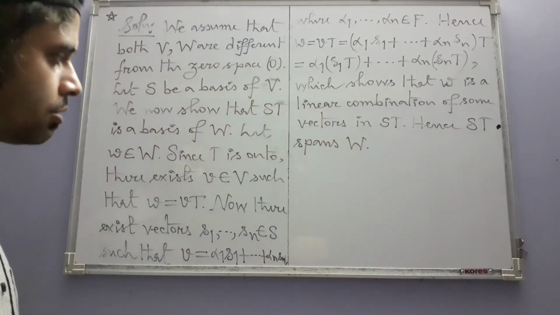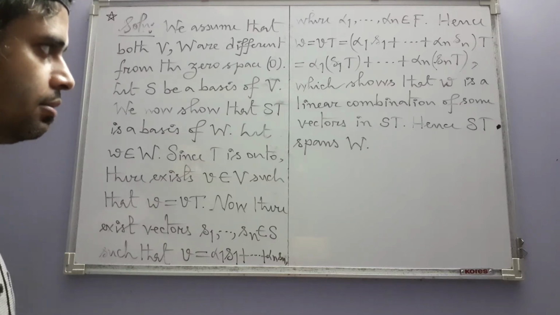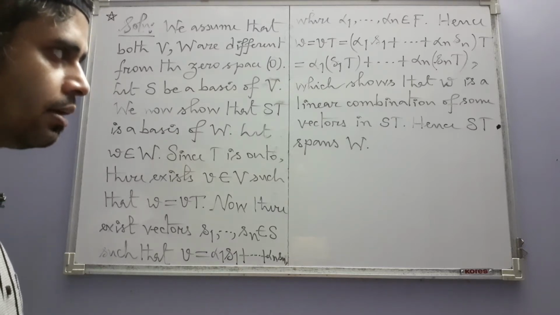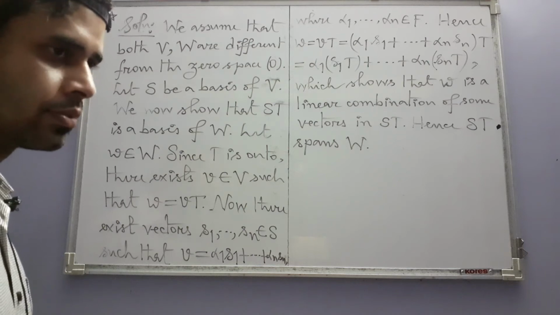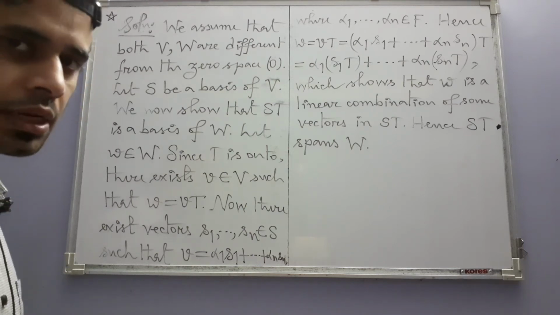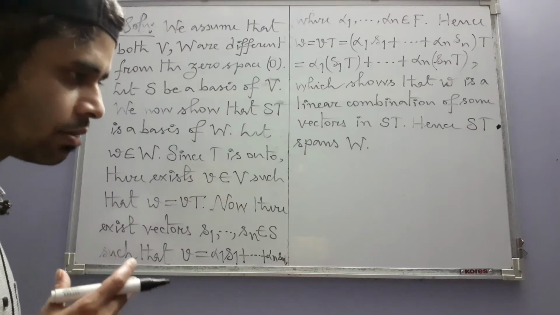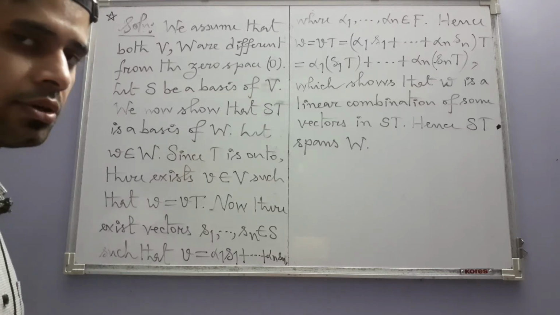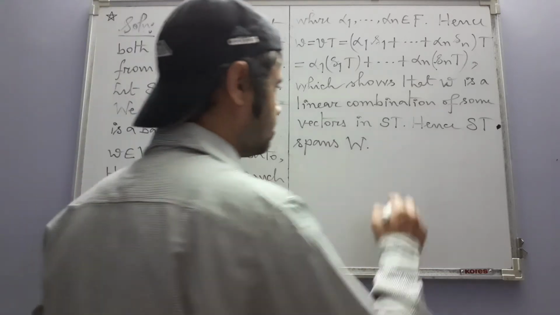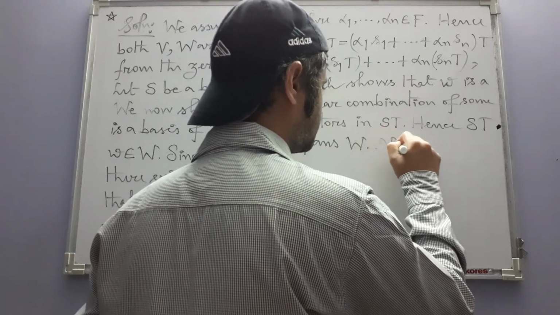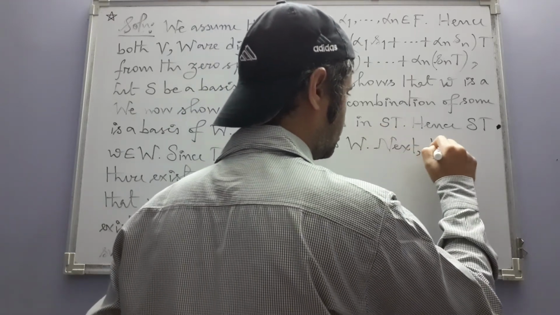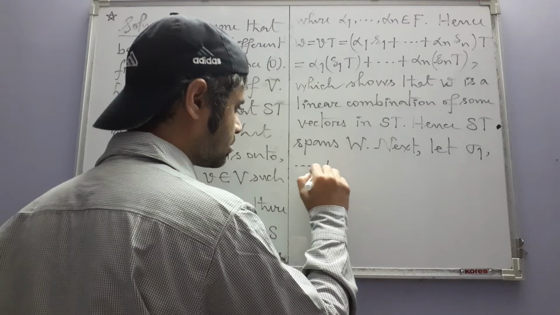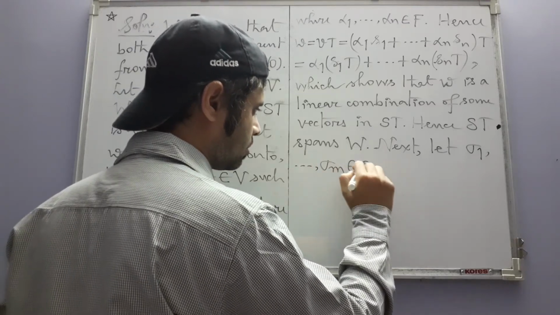Next, we want to show that ST is linearly independent. So that means if we choose any finitely many vectors from ST and an equal number of scalars from the underlying field and form the corresponding linear combination, that linear combination will be 0 if and only if all the scalars are 0. Next, let sigma 1, sigma 2, etc., say sigma m belong to S.